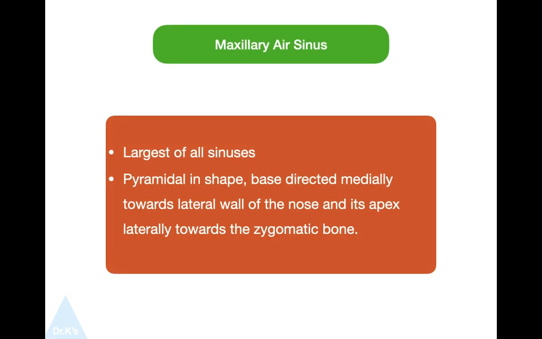Maxillary air sinus, considered to be the largest of all sinuses, is pyramidal in shape, having a base and an apex. The base is directed medially, related to the lateral wall of the nose, and laterally the apex is directed towards the zygomatic bone.